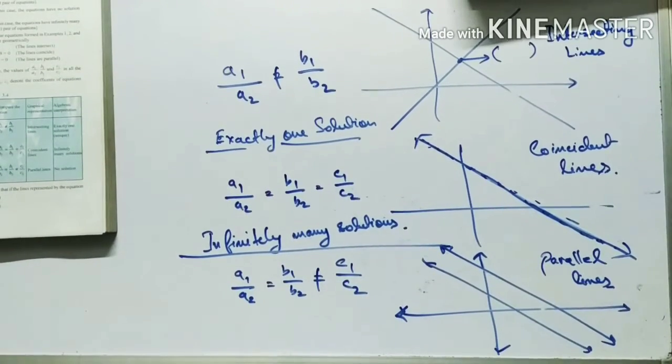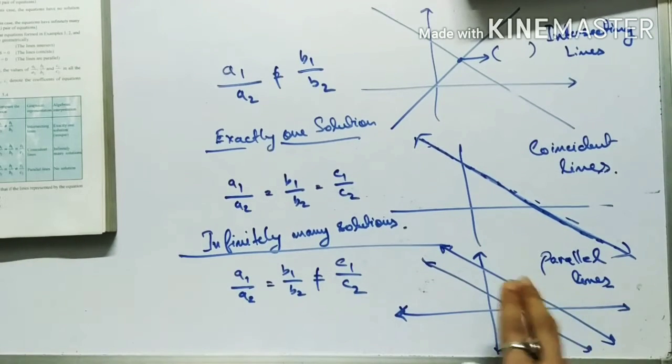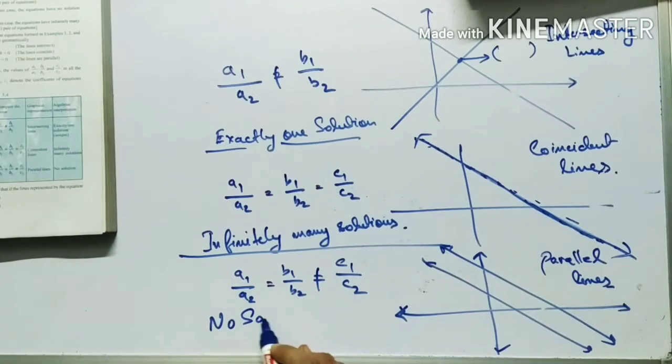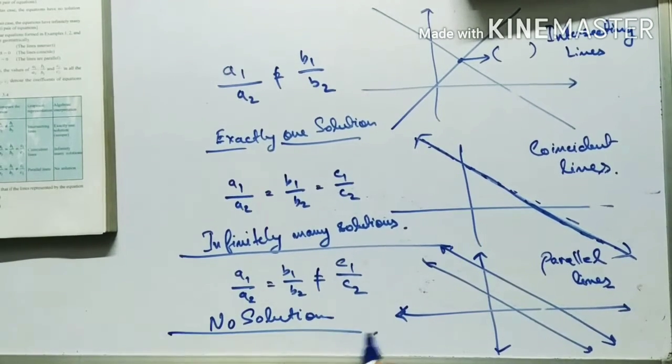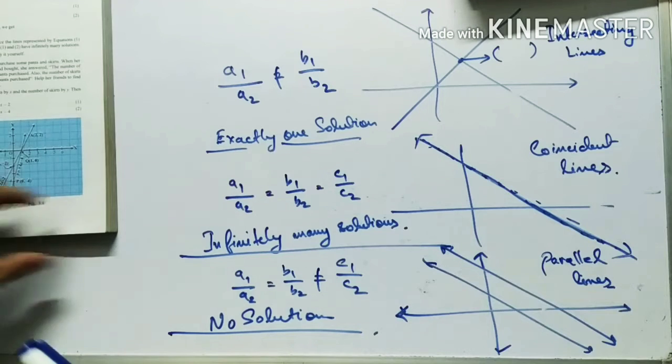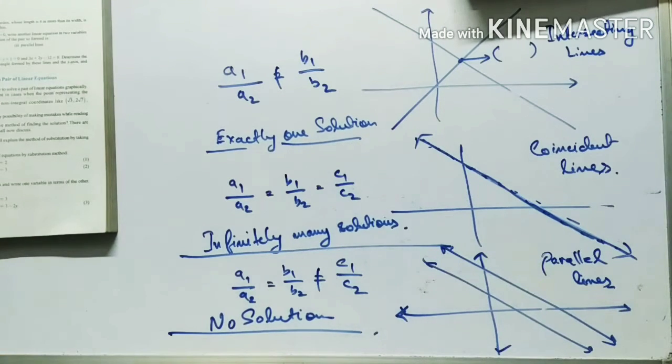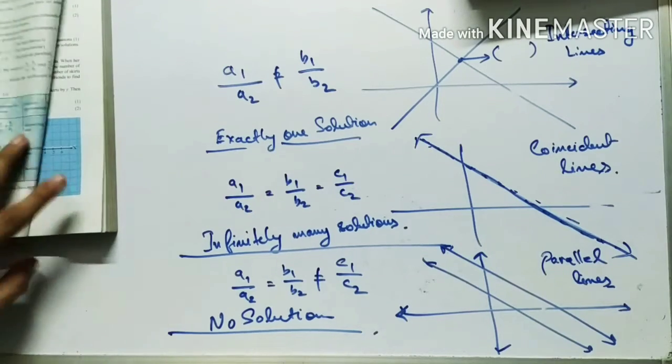And how many solutions will they have? They have no solution, since these two lines do not intersect. Understand? They have no solution. In this chapter, for exercise 3.2, this is the most important thing.